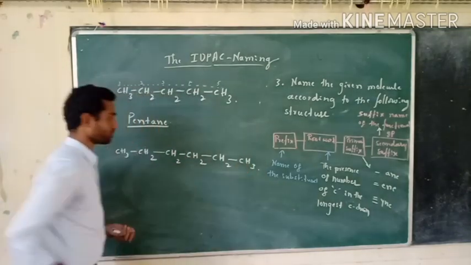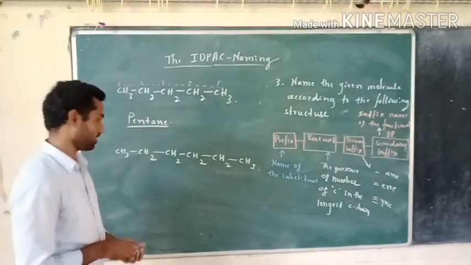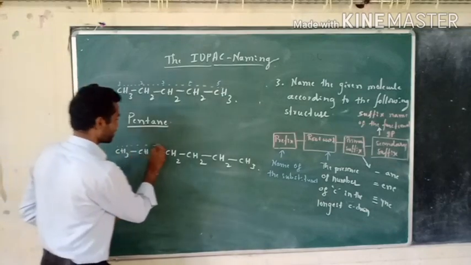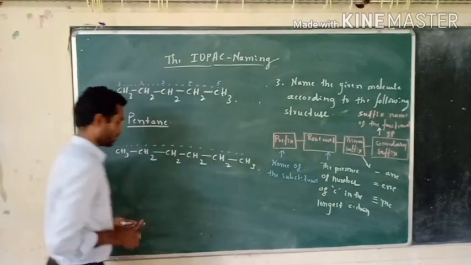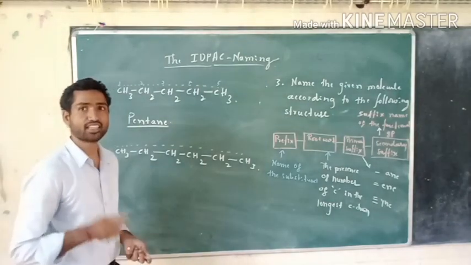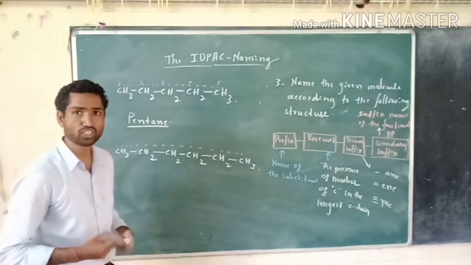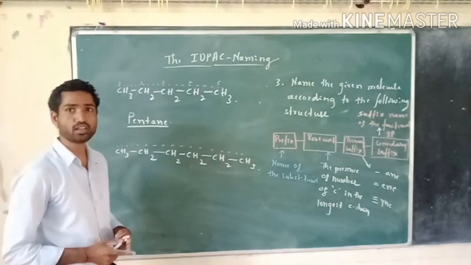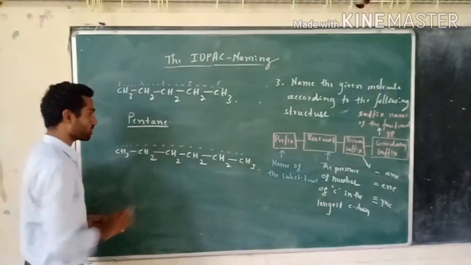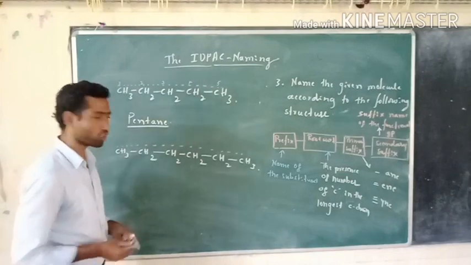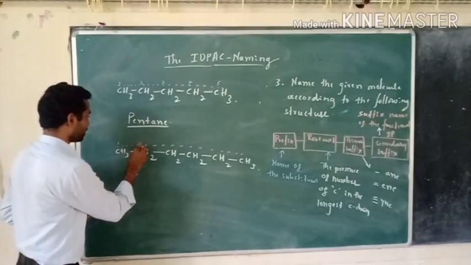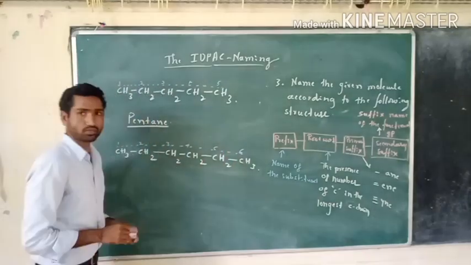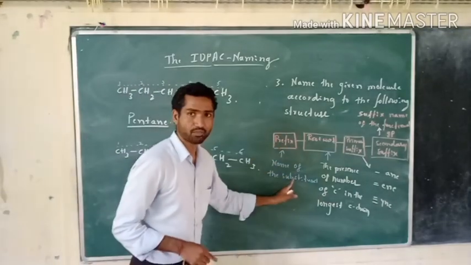CH3. So the first rule is we have to identify the longest carbon chain. The straight chain is the longest carbon chain. Number the longest carbon chain in such a way that the least number is given to the functional group, or to the carbon bearing the functional group or substituent. This molecule does not have any substituent or functional group. Therefore, numbering 1, 2, 3, 4, 5, 6. So we name according to this structure, right?